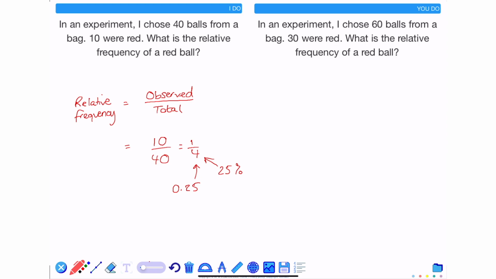So from choosing 60 balls and finding 30 were red, the relative frequency of getting a red ball would be 30 out of 60. This simplifies down to a half, which would be the same as 0.5 or 50%. This is the relative frequency of getting a red ball in this experiment.